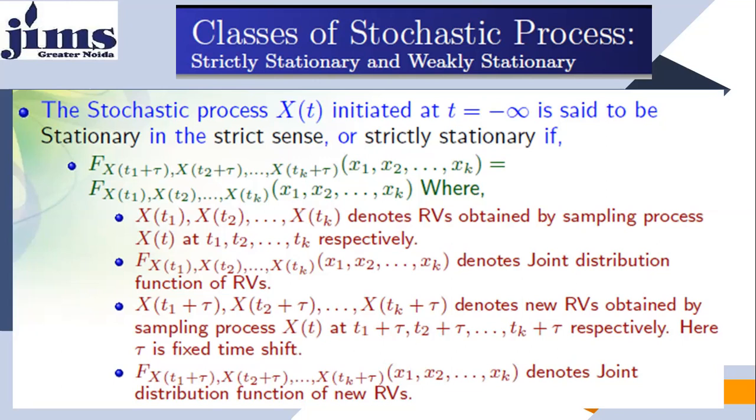What is this definition? If you shift the time, then their joint probability distribution or cumulative distribution function does not change. If you shift the time, their joint probability is unchanged. Then these processes are called strict or strong stationary processes, right? And parameters such as mean and variance also do not change over time. So these are some definitions of that.